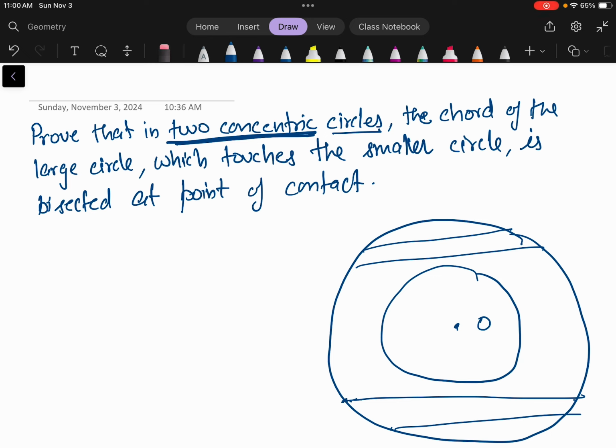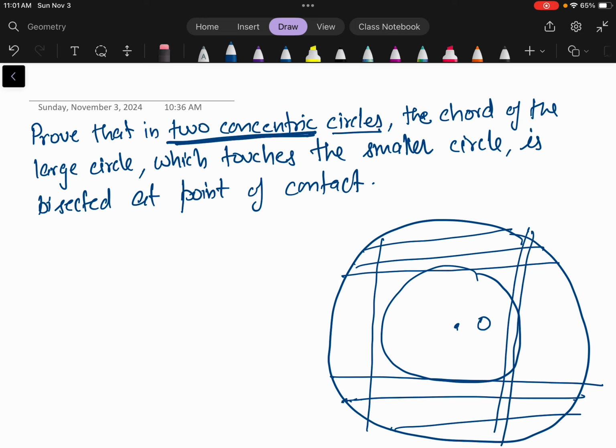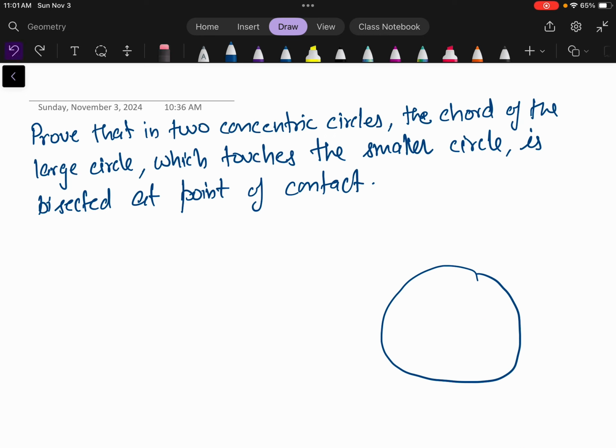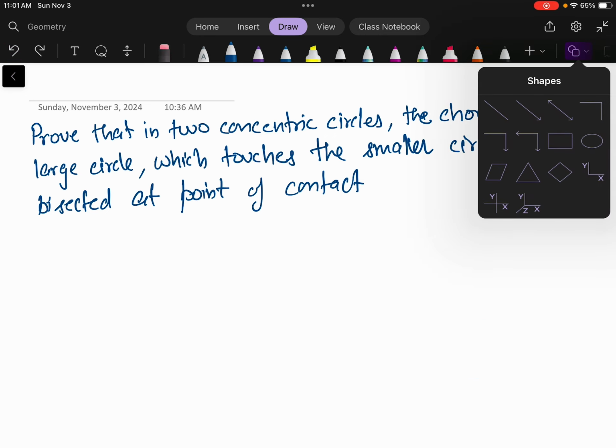So now what is the question? What is the largest chord here? Either the largest chord is this one, or this one, or this one. So there are four largest chords here. The one that touches the smaller circle touches it at only one point. So let me create this circle in a better way, so that we can understand this question.